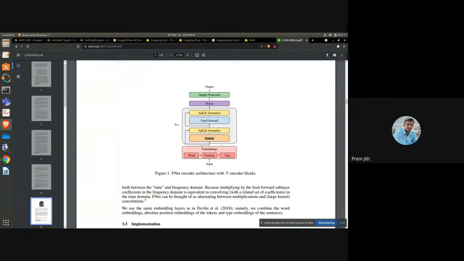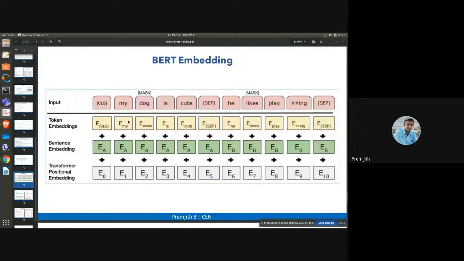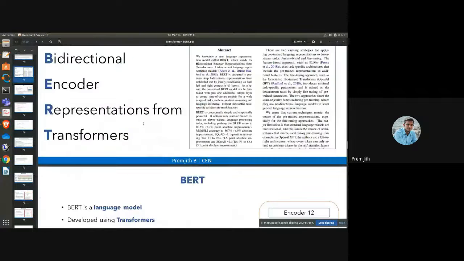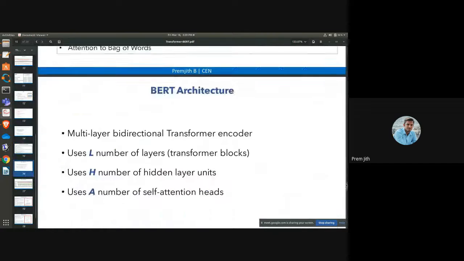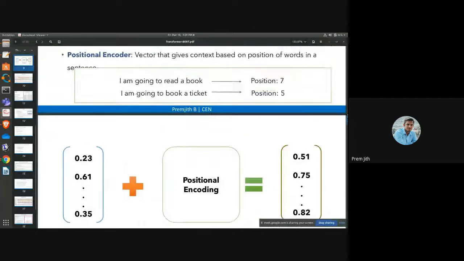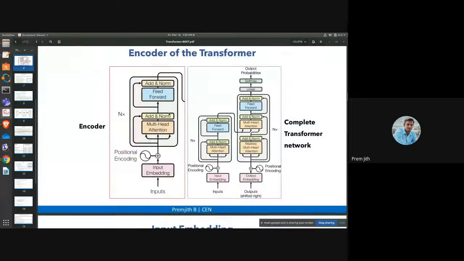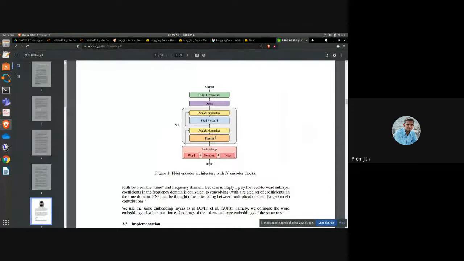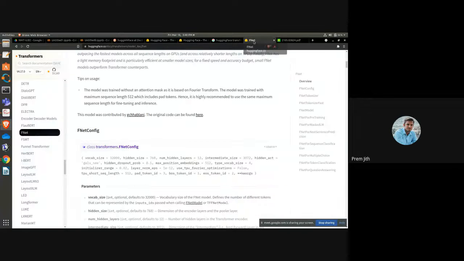So this is the architecture. You can compare it with the original BERT architecture. In BERT, we have the encoder, embedding, multi-head attention, and only then the feed forward network comes. Instead of multi-head attention, it is replaced by a Fourier transform layer. When we tried it, we didn't get any useful information with this model.